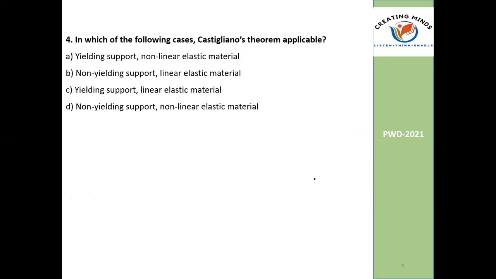Next. In which of the following cases is Castigliano theorem applicable? You have to try. B, sir. B. B is a non-yielding support. Linear elastic. First, yielding support is eliminated. Yielding support, once again, is also eliminated. Non-yielding support, non-linear elastic, but what we studied must be linear elastic. Hence B is right. Good.